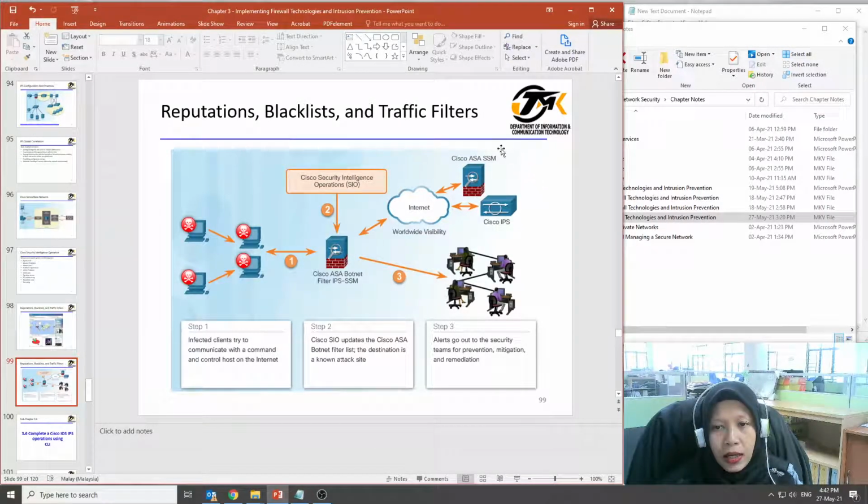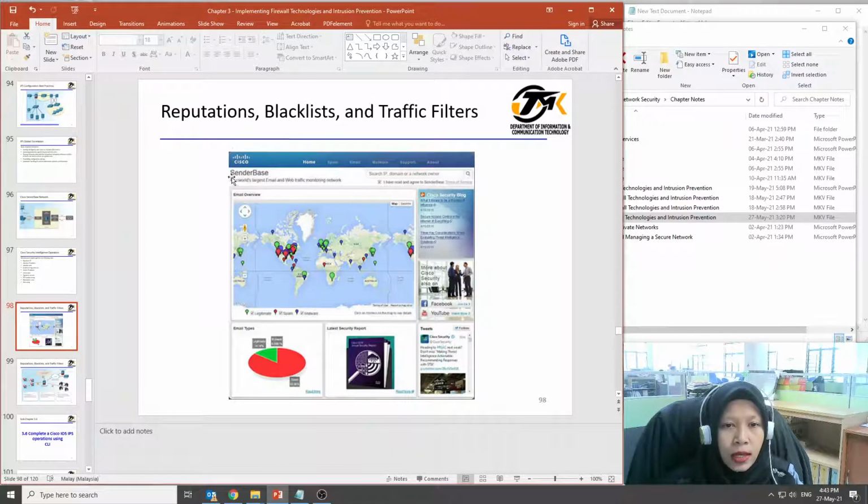This is the example. They have Cisco ESA, the email security appliance, and Cisco ESA botnet filter. The Cisco IPS is the detection and prevention system. Worldwide, they have this kind of information, so before traffic comes in, they check against all of this. If they find a particular IP server that is the same as a known bad site, it will be blocked and blacklisted before it goes to the internal LAN. So this is the meaning of reputation, based on reputation. We use SenderBase.